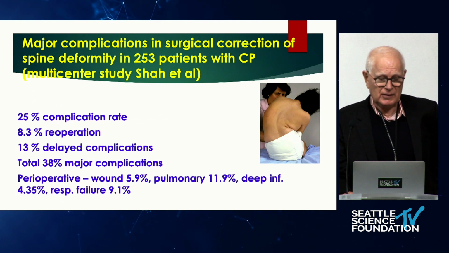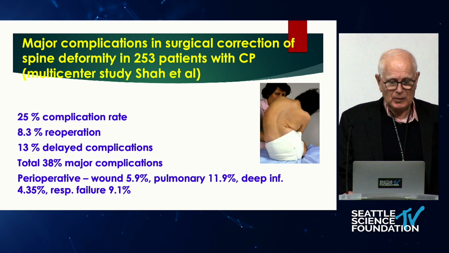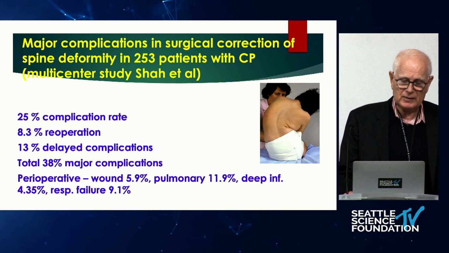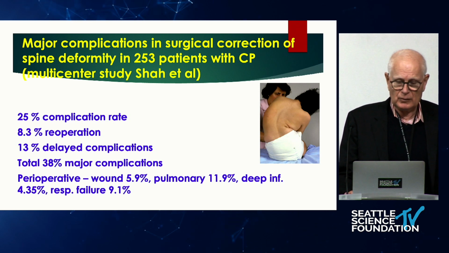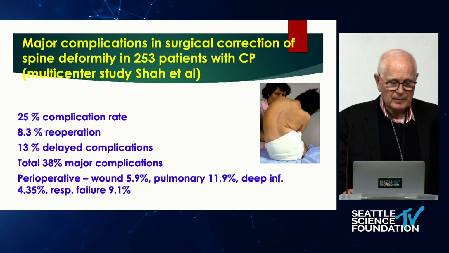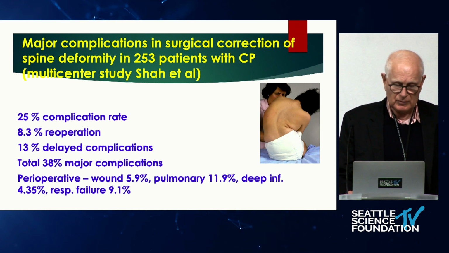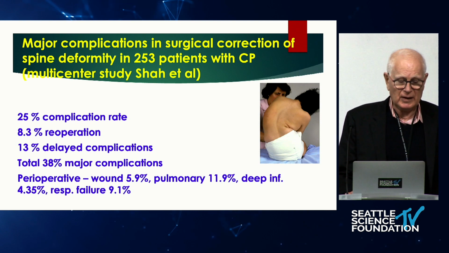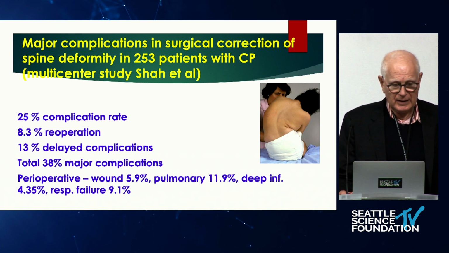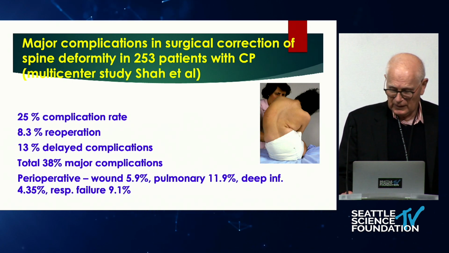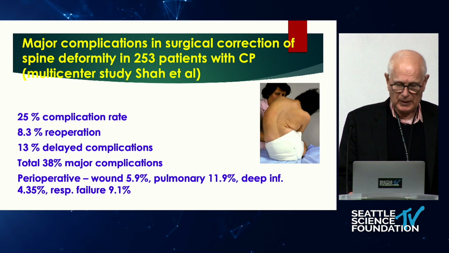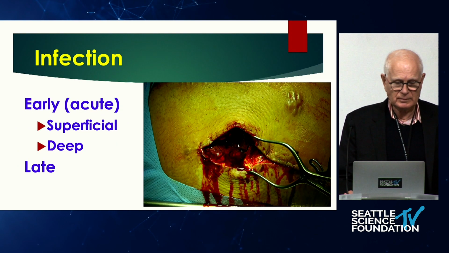So there is a study which is already a number of years old, but it probably holds, and it looks at children with CP and their complication rates. There was a 25% complication rate in this study, with 8.3% of reoperation. And all the way down the line, you can see pretty significant complication rates.